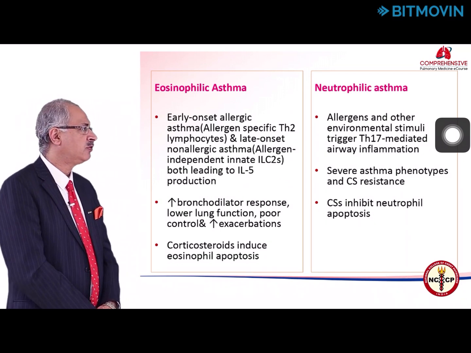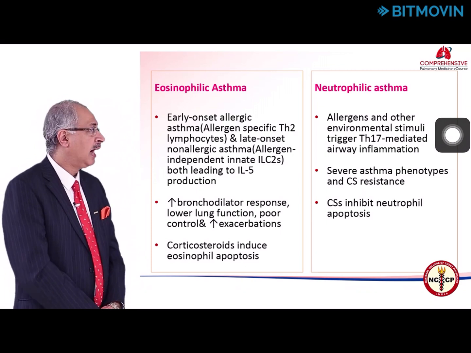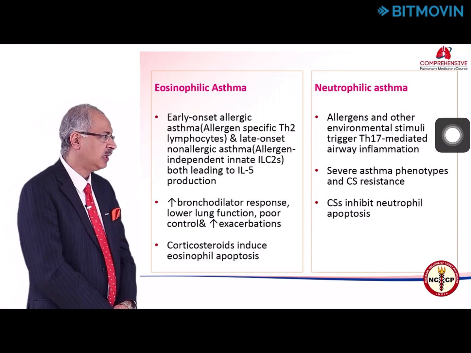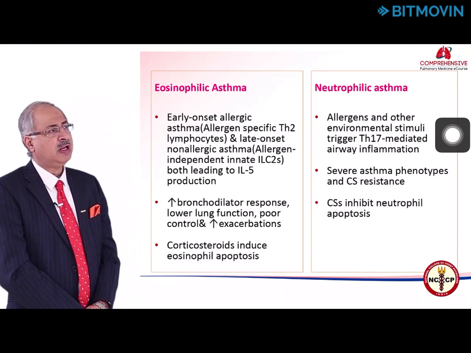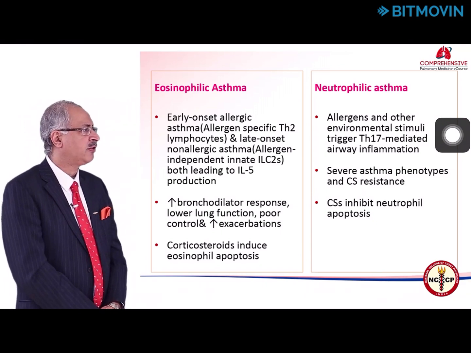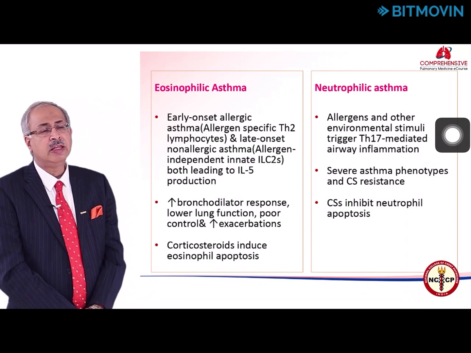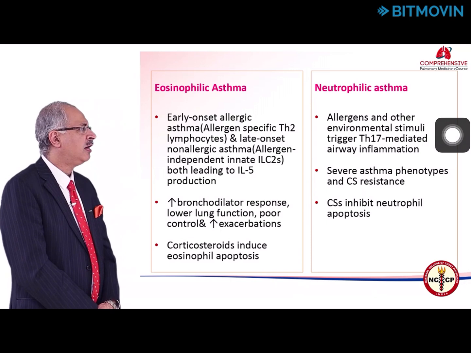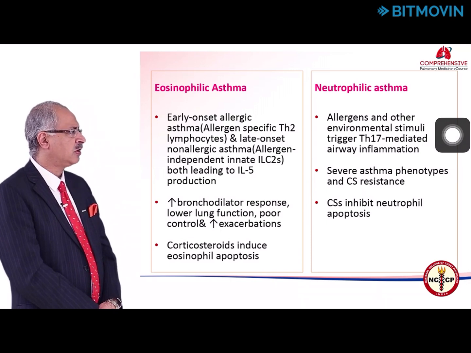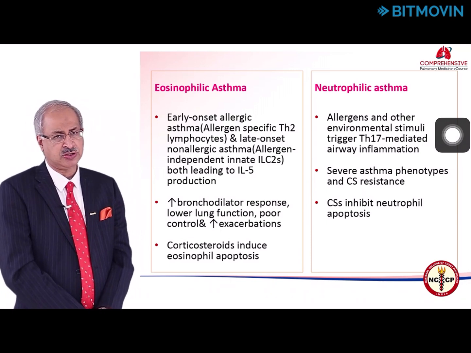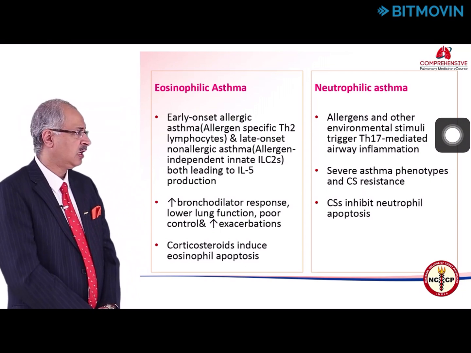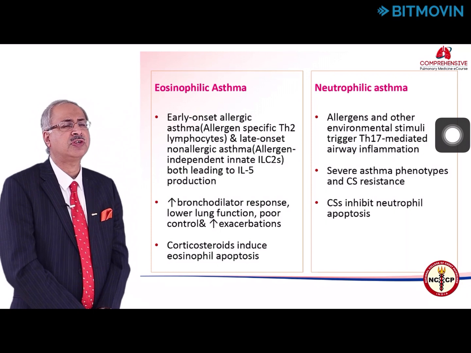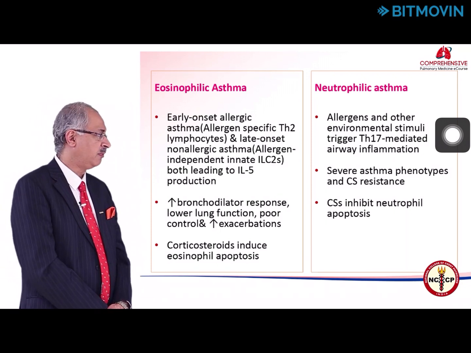So if we compare eosinophilic and neutrophilic asthma, you will realize that in eosinophilic asthma it is a Th2 response, whereas in neutrophilic it is Th17. In addition, eosinophilic is going to be early onset allergic asthma, whereas in neutrophilic you will see allergens and other environmental triggers, as I said before, stimulating Th17. Increased bronchodilator responsiveness, lower lung function, poor control and increased exacerbations are a hallmark of eosinophilic inflammation, whereas a severe asthma phenotype with corticosteroid resistance is seen with neutrophilic inflammation.